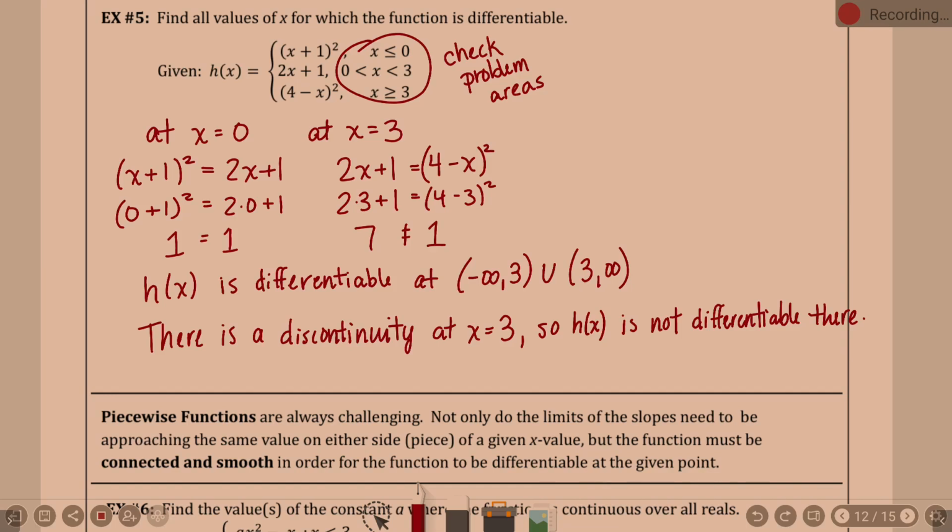Piecewise functions are always challenging. Not only do the limits of the slopes need to be approaching the same value on either side of a given x value, but the function must be connected and smooth, and this is what I was just referring to, in order for the function to be differentiable at the given point. So continuity is the easier piece to check. Making sure it's smooth is the harder piece to check, to make sure it's differentiable. What 6 asks us to do is find the values of the constant where the function is continuous over all reals.